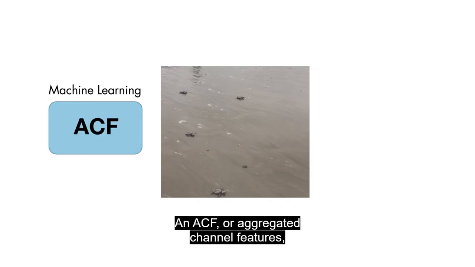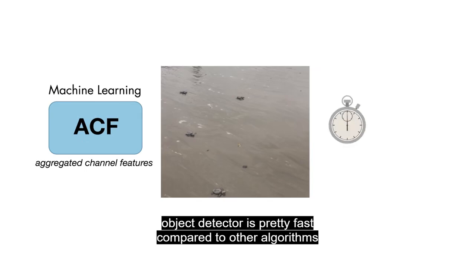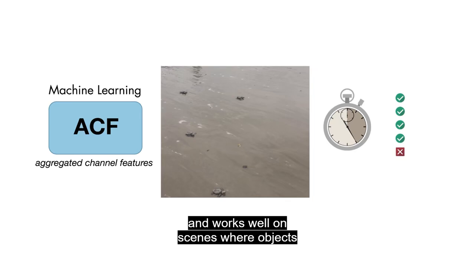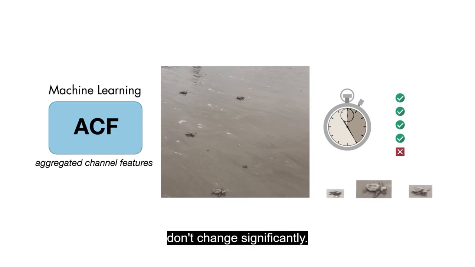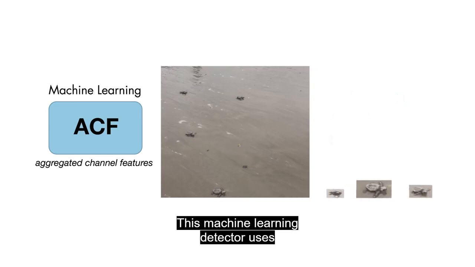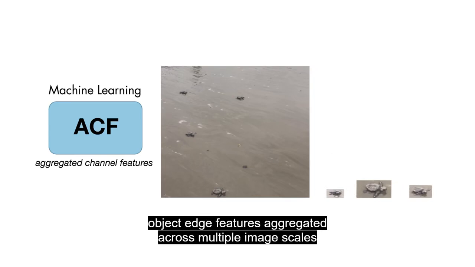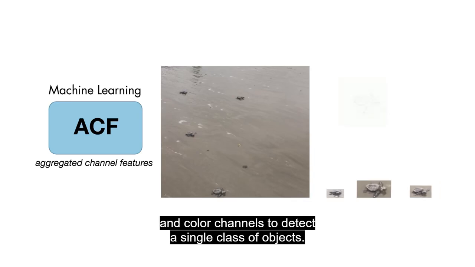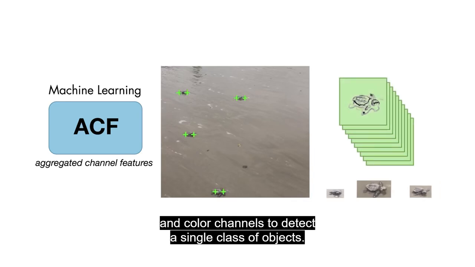An ACF, or Aggregated Channel Features object detector, is pretty fast compared to other algorithms and works well on scenes where objects don't change significantly. This machine learning detector uses object edge features aggregated across multiple image scales and color channels to detect a single class of objects. Let's get training.